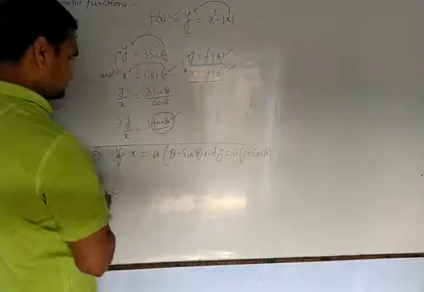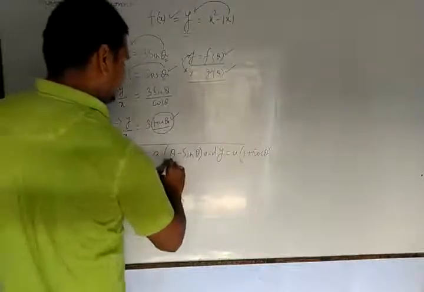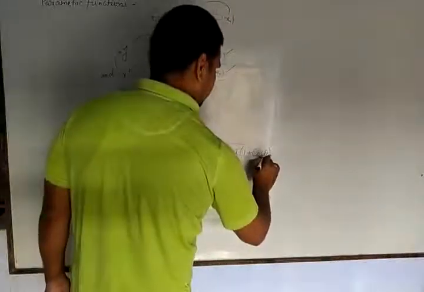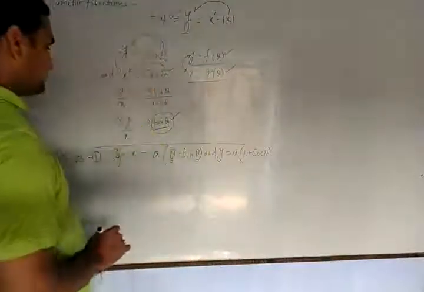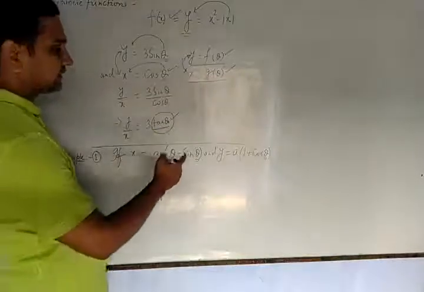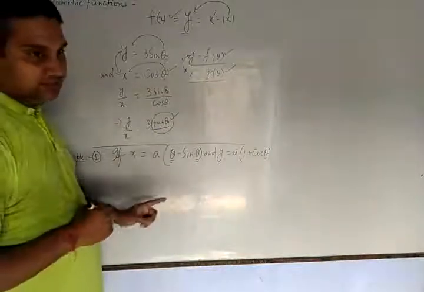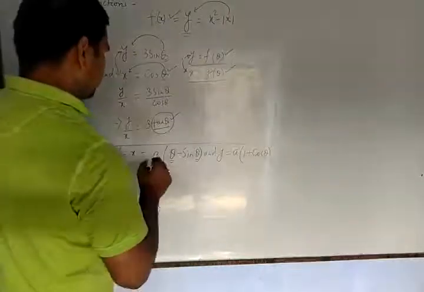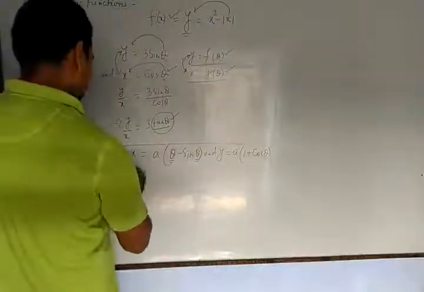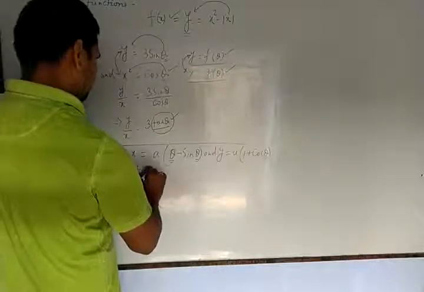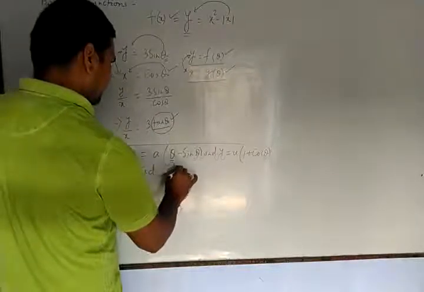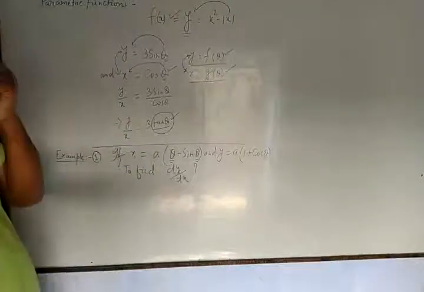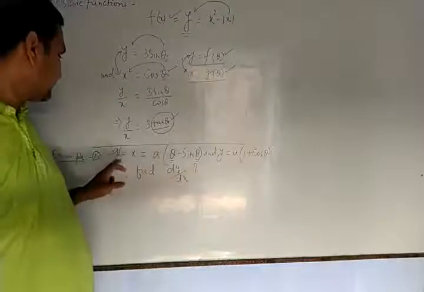Look, here x is depending on a variable theta, and y is also depending on theta. So can we write x is equal to f theta, y is equal to g theta? Is it in parametric form? So in such questions, what will we do? We need to first find dy by dx, means variable of y with respect to x.